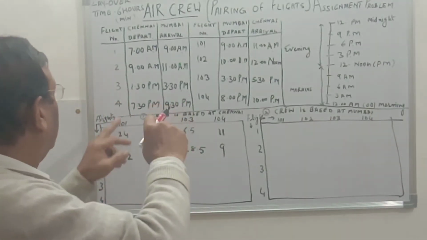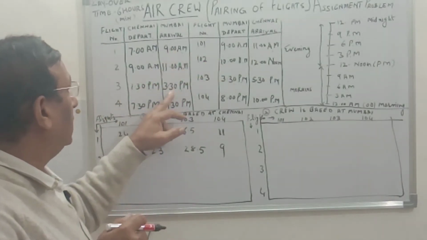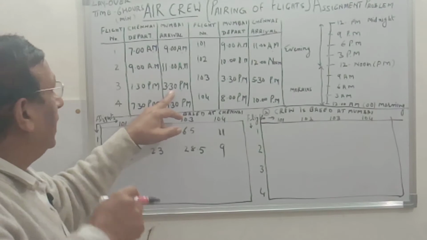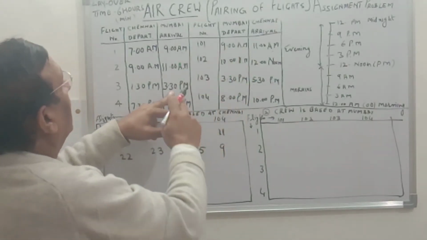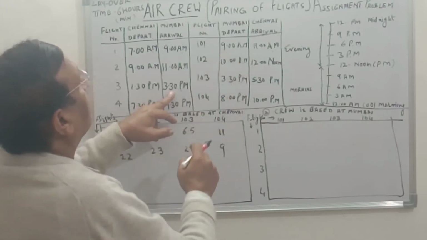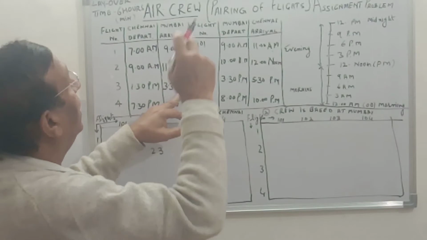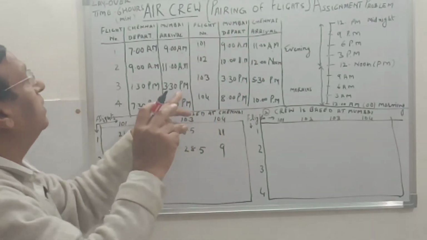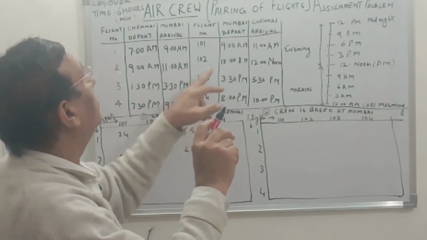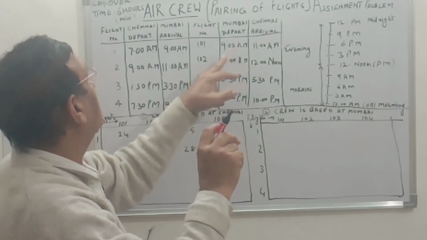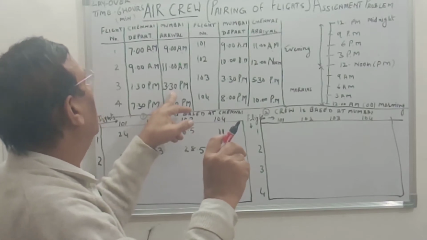Now flight number 3 reaches arrival at Mumbai at 3:30 p.m. Then it will depart as 101 at 9 a.m. 3:30 to 9. 3:30 p.m. to 9 a.m. How much time is there? Gap. 3:30 p.m. to 9 a.m. So 9 hours plus 8.3 hours.